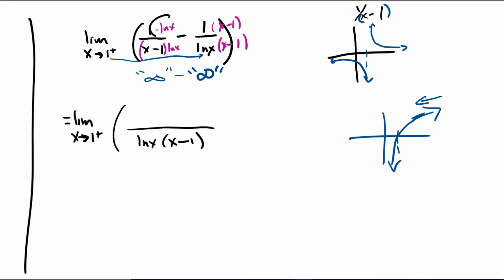And what was our first one right here? That was ln of x. Minus, and we have 1 times, just x minus 1. Let's make sure to use that parenthesis. We're going to get the wrong answer. All right, cool.